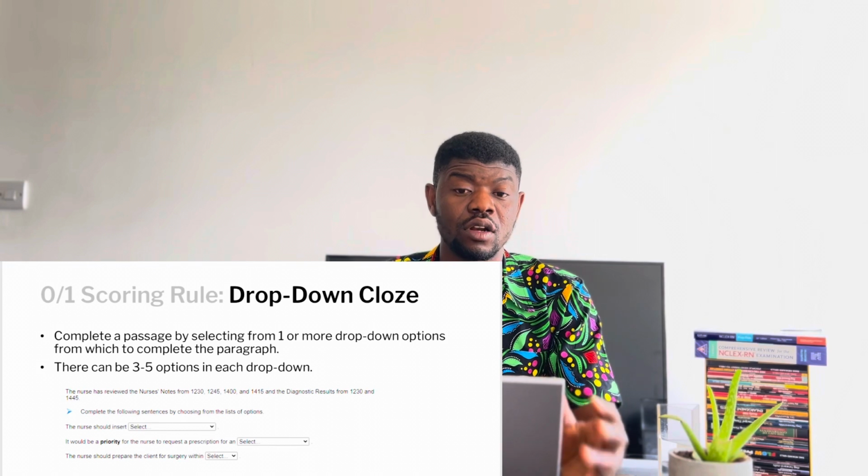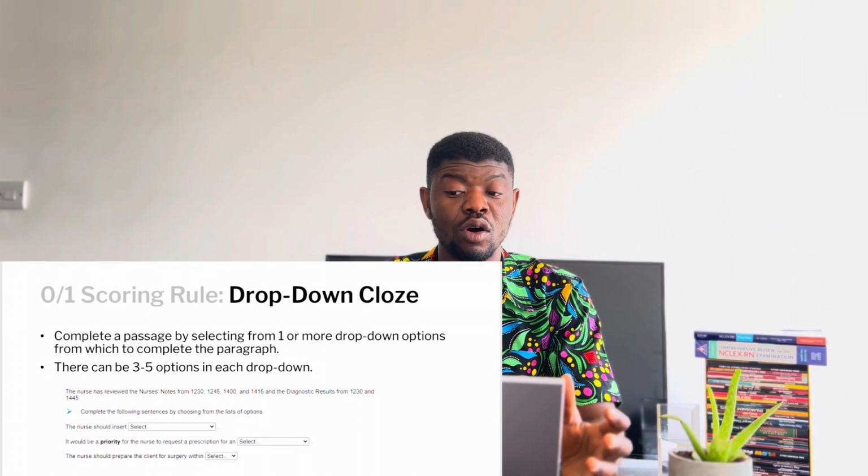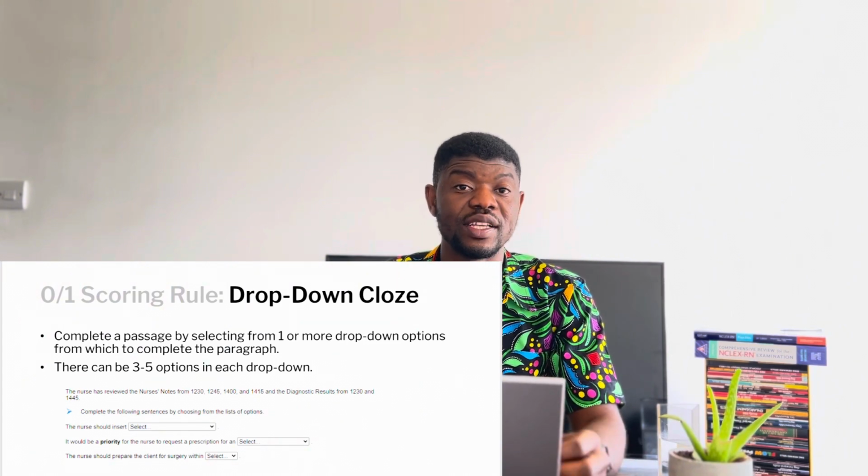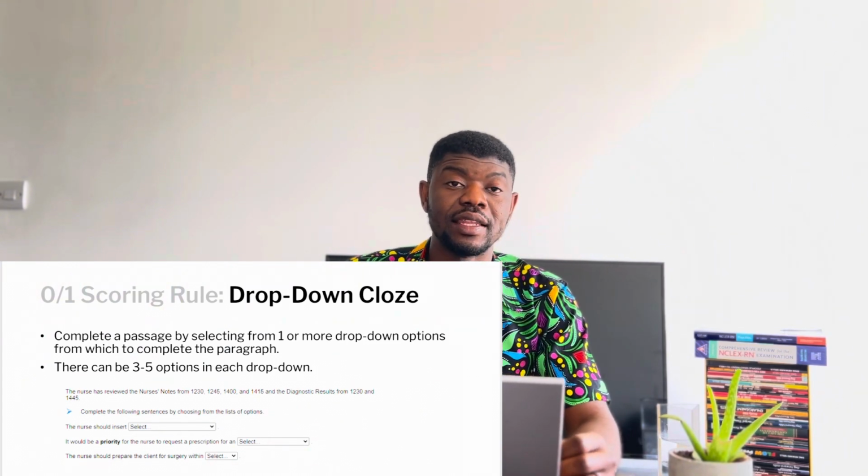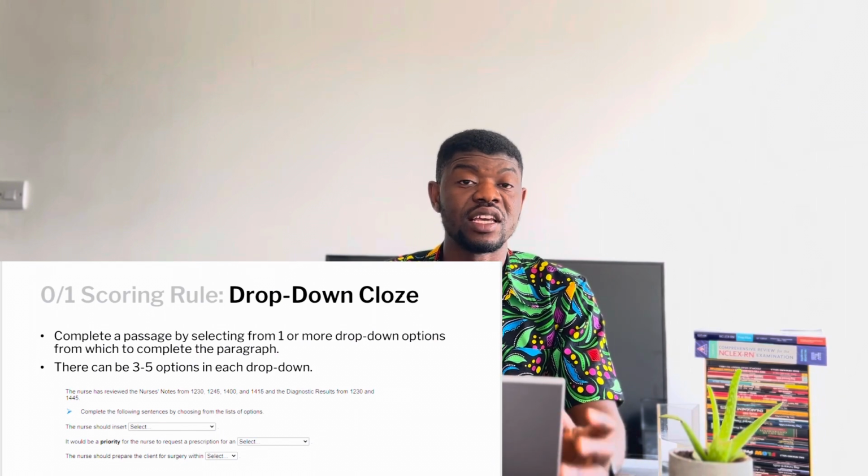The next type of question we'll be looking at is the drop down cloze. So you complete a passage by selecting one or more drop-down options, which completes the paragraph. There can be 3 to 5 options in each drop-down box, and what you do is that you select one. These questions will be based on some scenarios that have already been established. Sometimes you will find it as part of a case study, and it can also be a single question on its own with its own scenario.